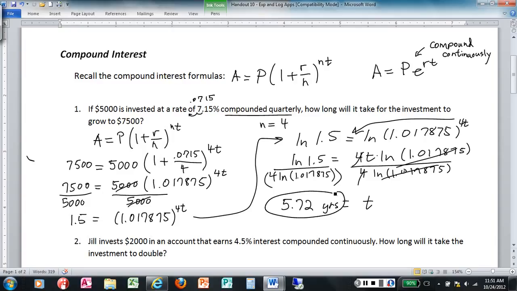Remember, in this formula here, the time is in years, so this is 5.72 years. And just a little other note, we were talking about quarters, so that's 5 years and 3/4 years, wasn't it? So 5 years and 3/4. All right, number 2.